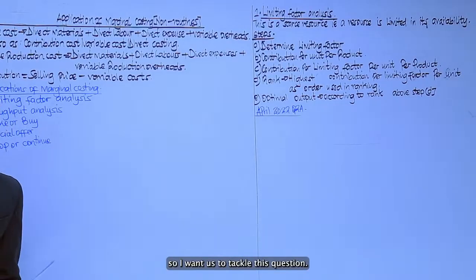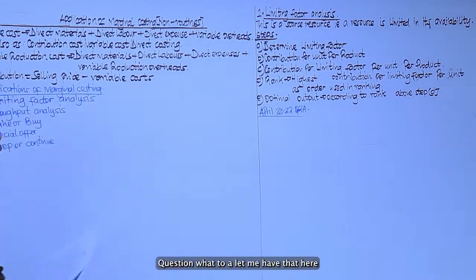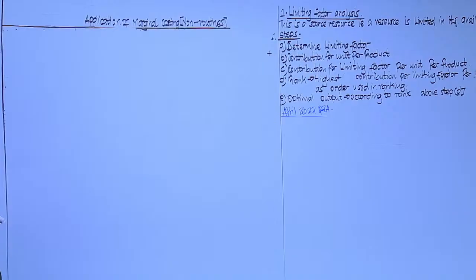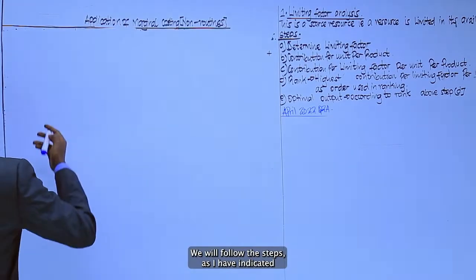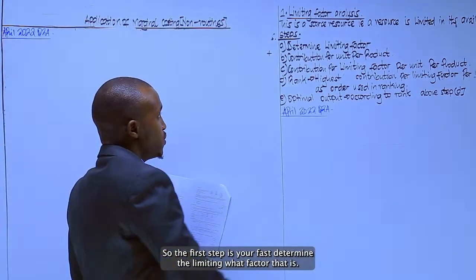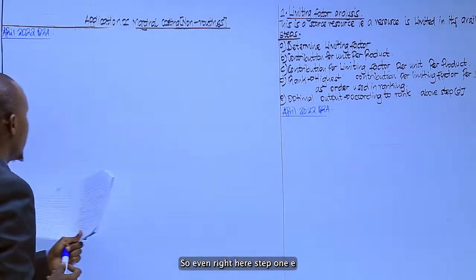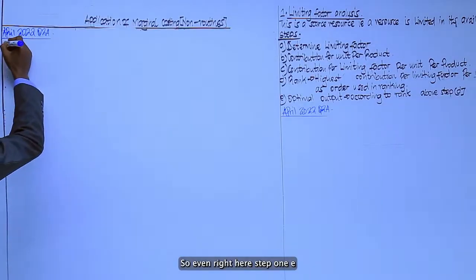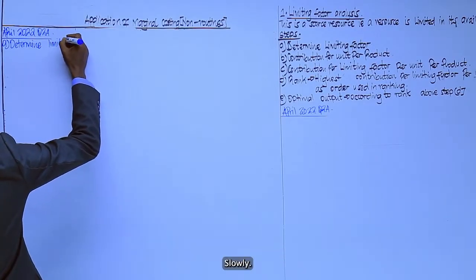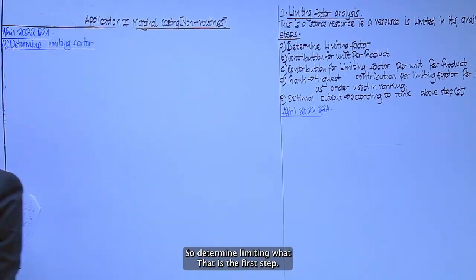So I want us to tackle this question of April 2022, question 2A. We will follow the steps as I have indicated. It is limiting factor, remember. So the first step is you first determine the limiting factor. That is step number 1. So we even write here, step 1. Determine limiting factor. I'm going to guide you through this slowly so that you see what is happening.